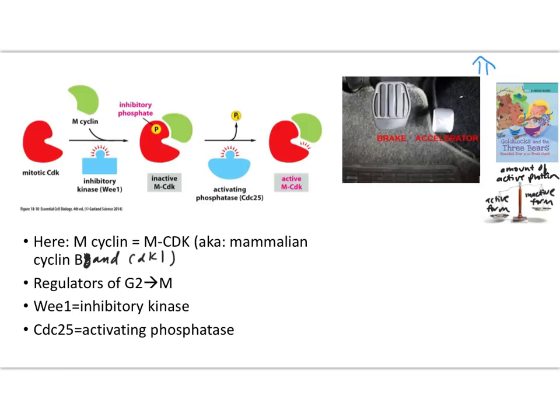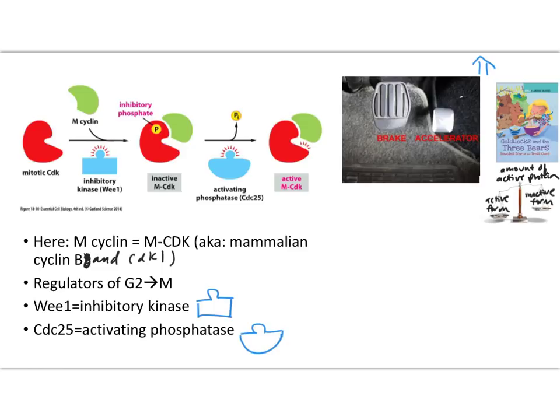And the answer is that there are two enzymes which control this. One of them is called Wee1, and this is an inhibitory kinase. The other enzyme is CDC25, and this is an activating phosphatase.